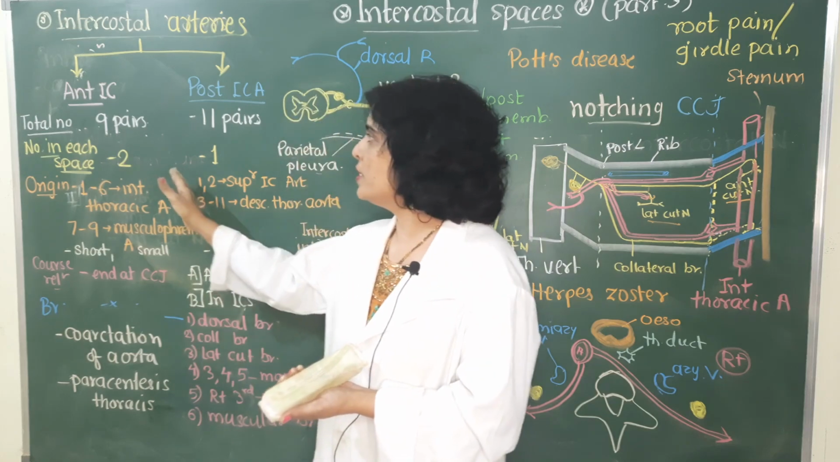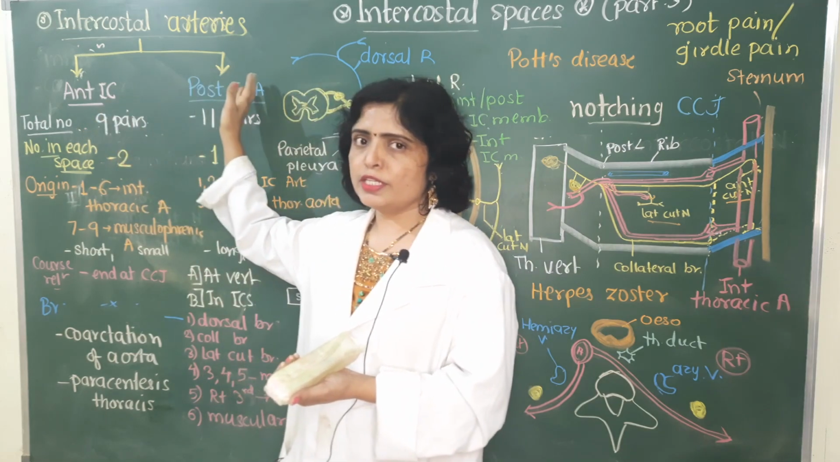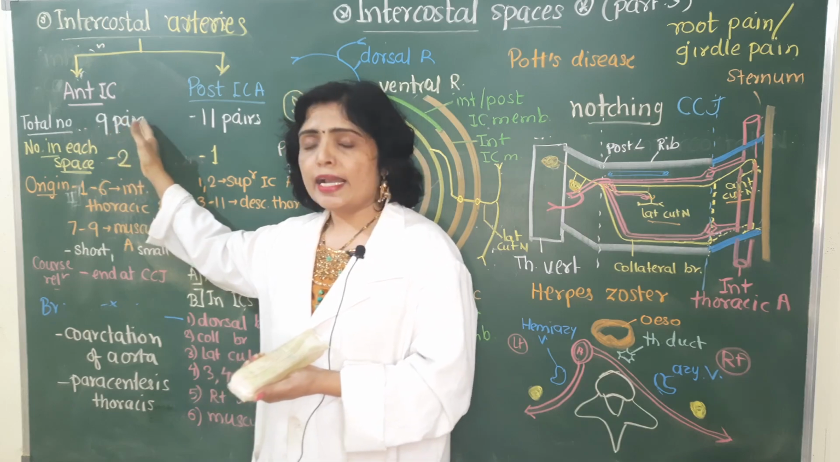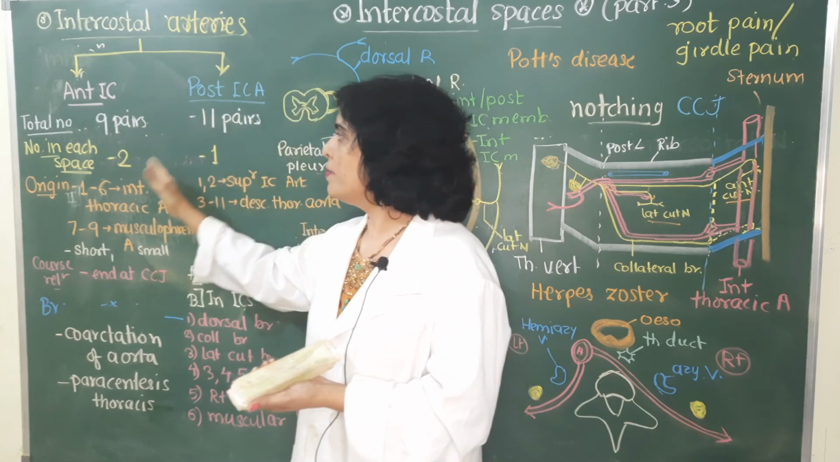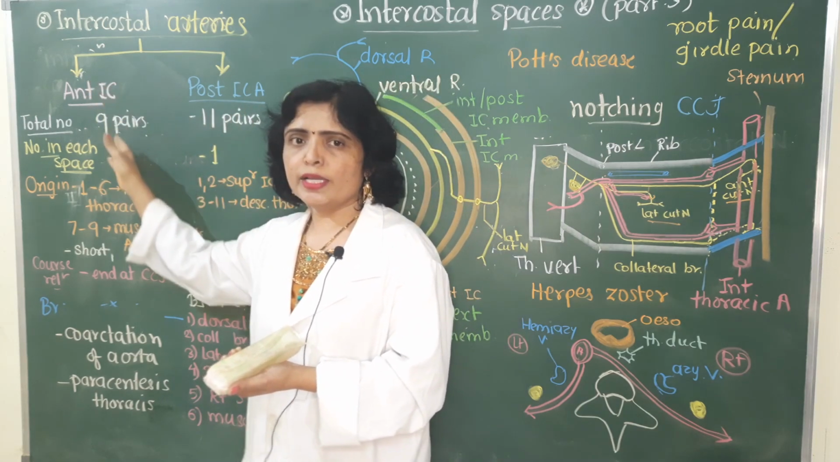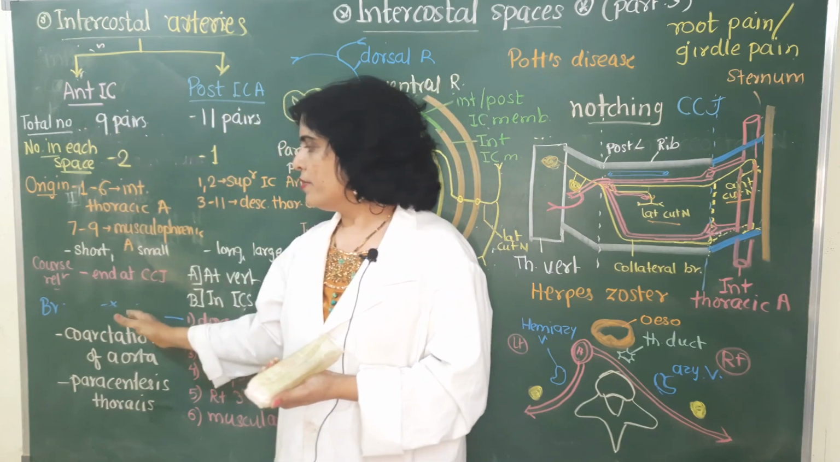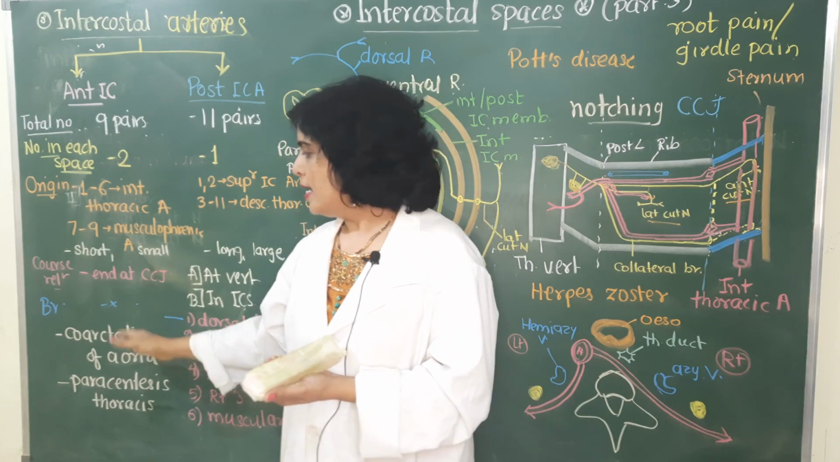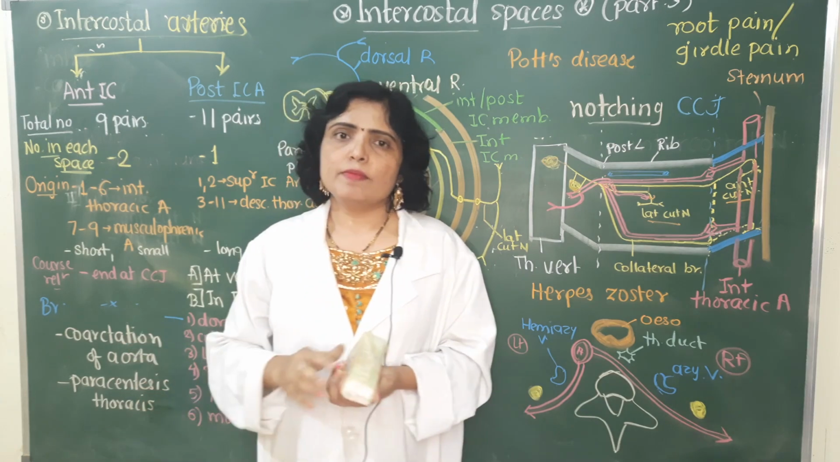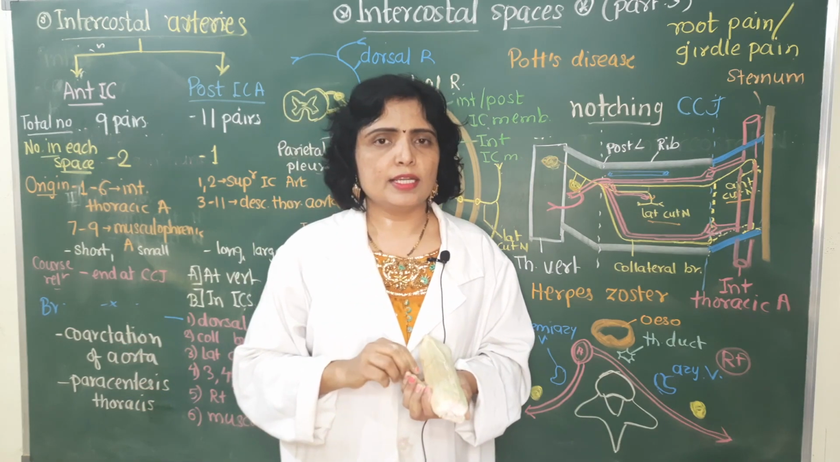So intercostal arteries, anterior intercostal and posterior intercostal: the anterior are 9 pairs and the posterior 11 pairs. In each space the anterior are 2 in number, upper and lower, the posterior only 1. The origin of the arteries, course, branches and applied aspect you have understood. So that is about intercostal nerve and intercostal arteries.